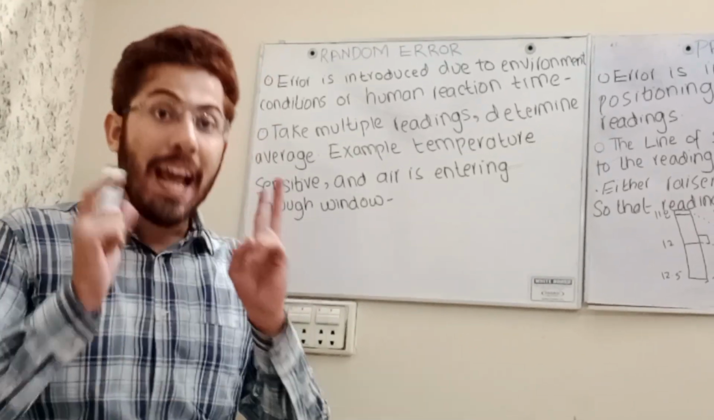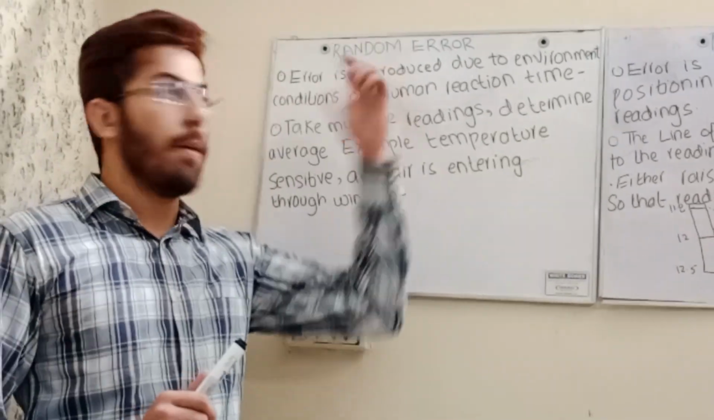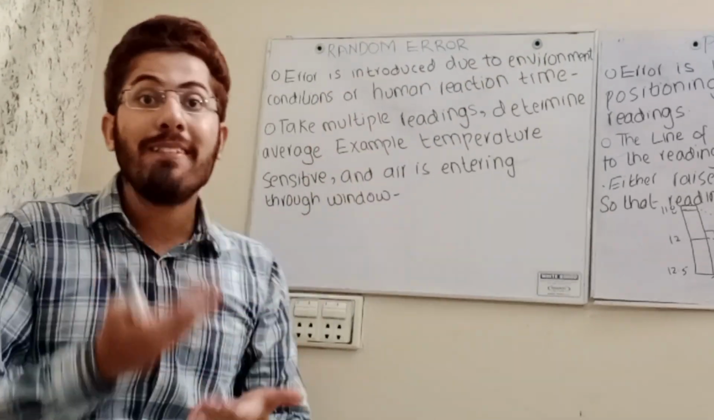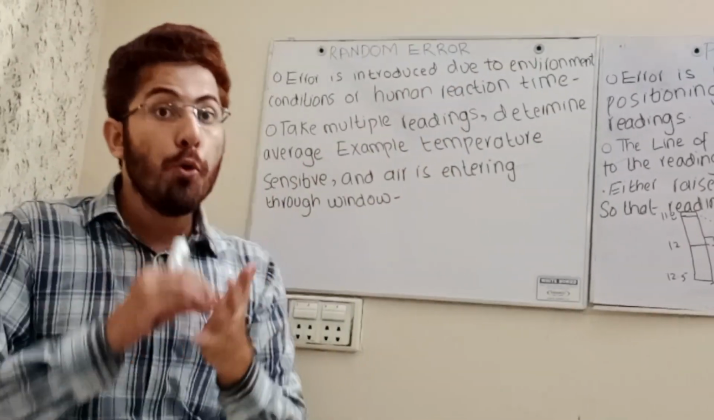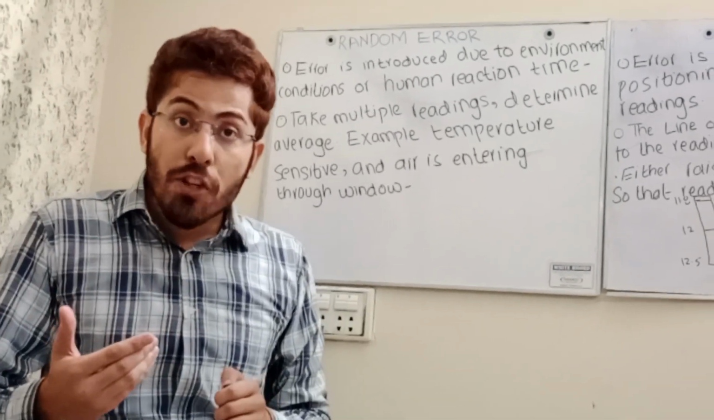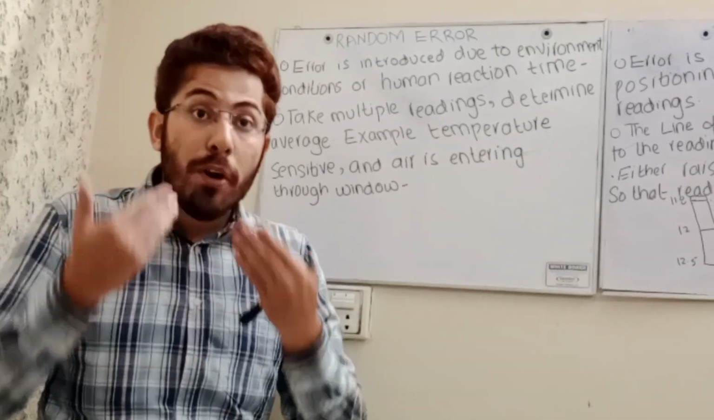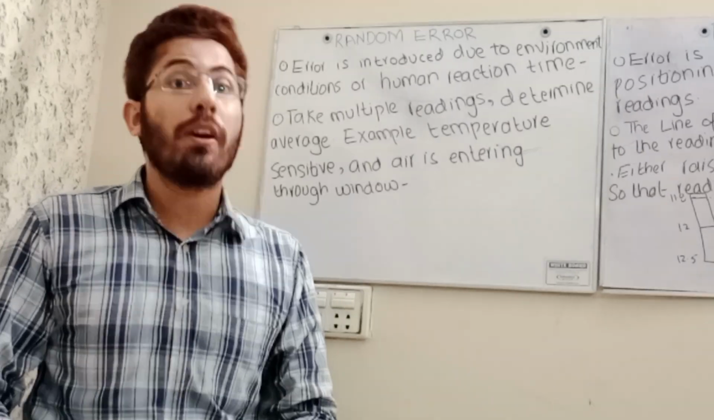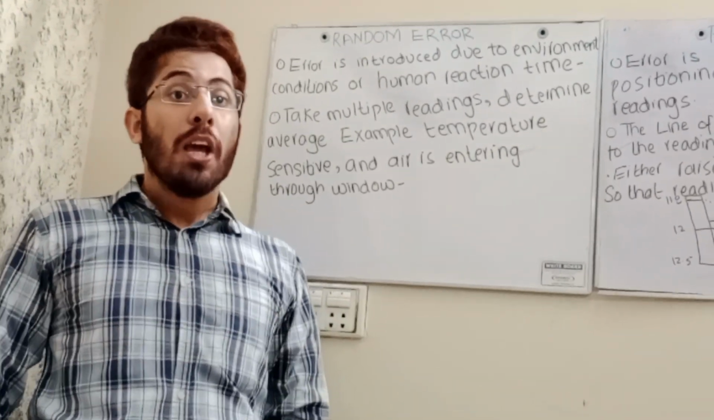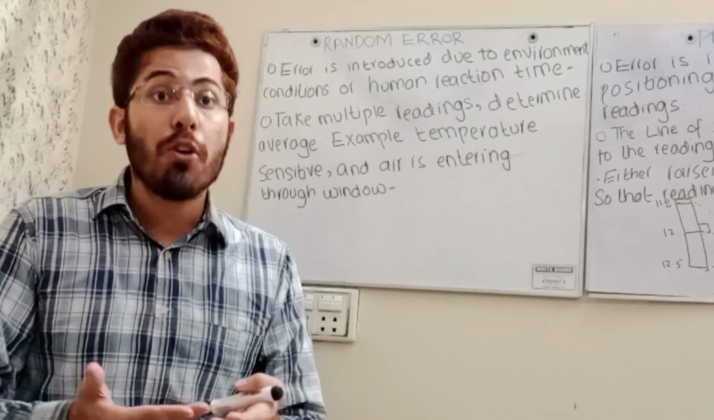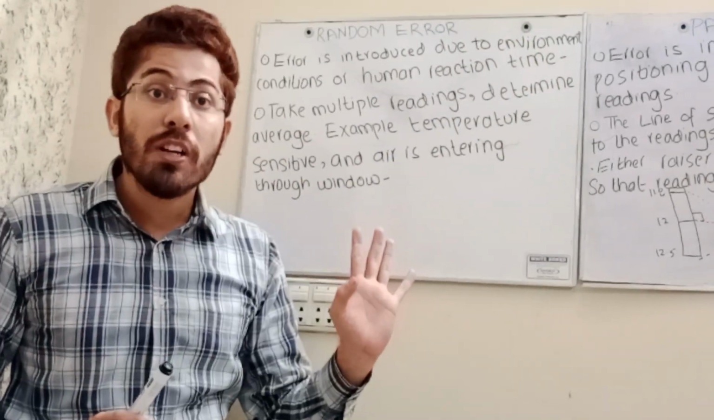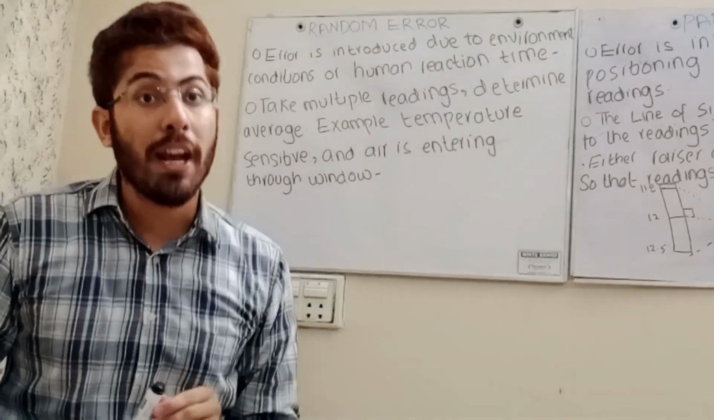Okay, students, the second error is random error. This error is introduced due to environmental conditions or human reaction time. What does it mean? Environmental conditions means humidity, temperature, which are beyond our control. So it cannot be controlled in our hand. So do remember environmental conditions, or human reaction time.